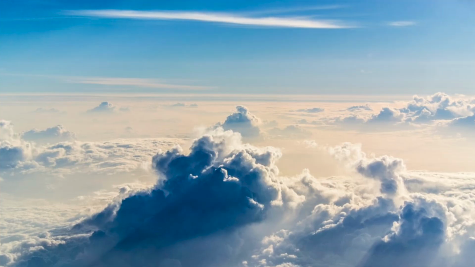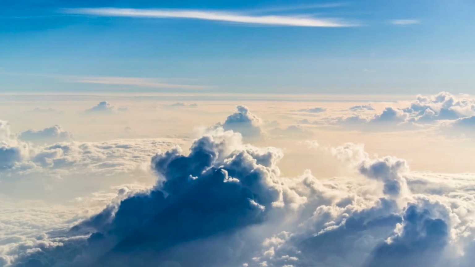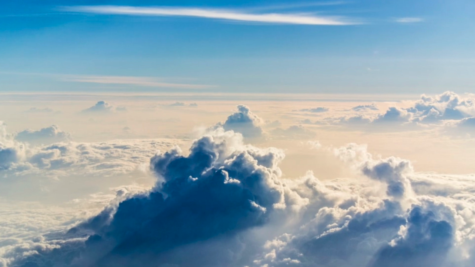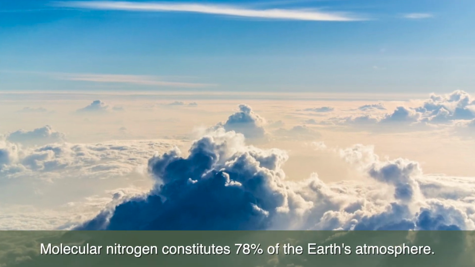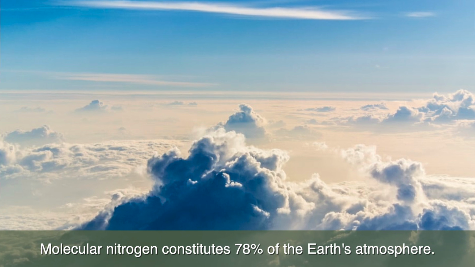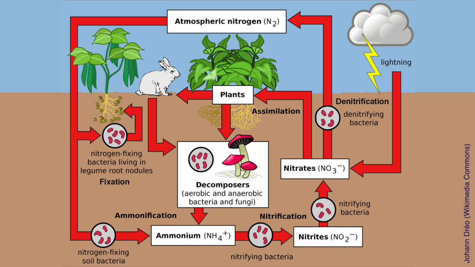Among the essential nutrients, nitrogen stands out because of its wide availability. Molecular nitrogen constitutes 78% of the Earth's atmosphere. Nitrogen cycles through the biosphere by way of 5 biochemical processes: 1. Fixation. 2. Ammonification. 3. Nitrification. 4. Assimilation. And 5. Denitrification.